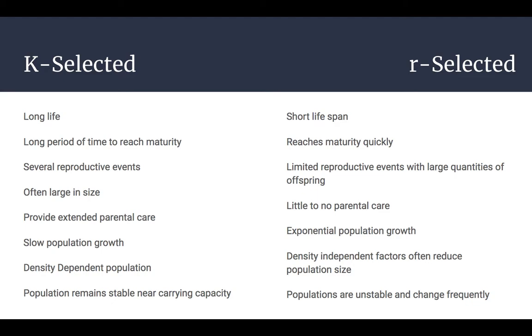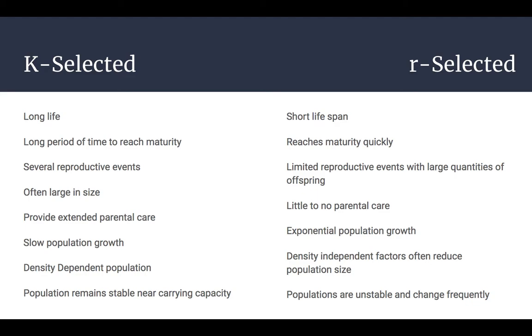They also take longer to reach maturity, meaning the age at which they could sexually reproduce. They tend to have many reproductive events over the course of their lifetime, so they have several opportunities to bear offspring, and those offspring are often large in size. So if you think about many mammals, most mammals are K-selected with a few exceptions, and they tend to be large.